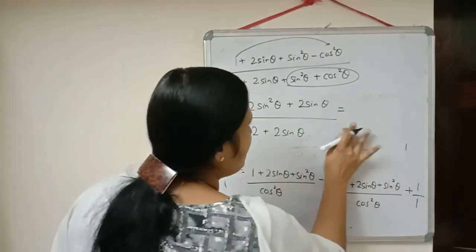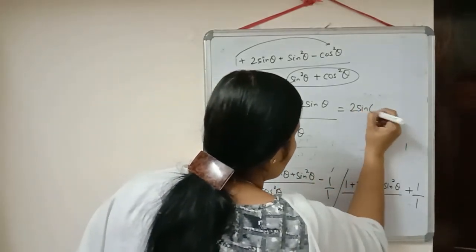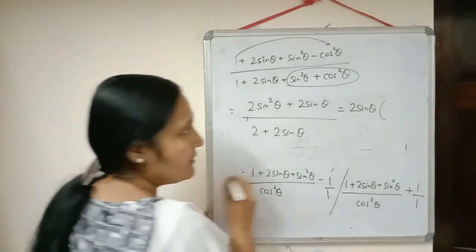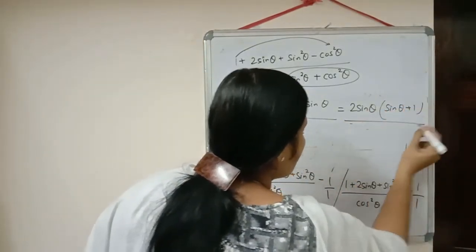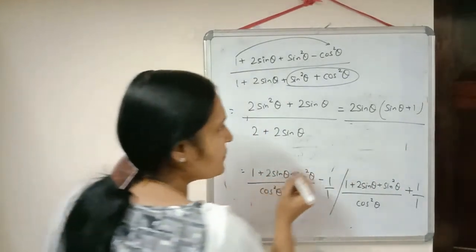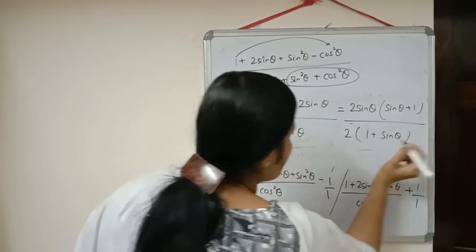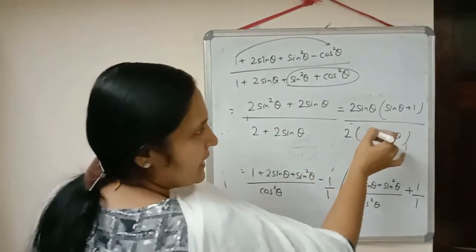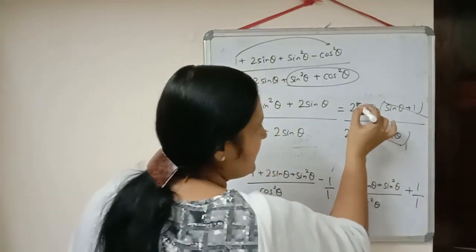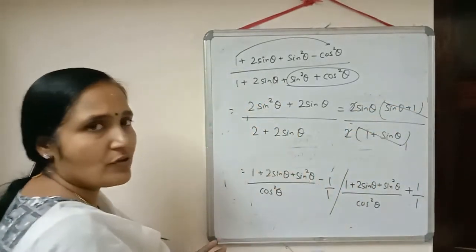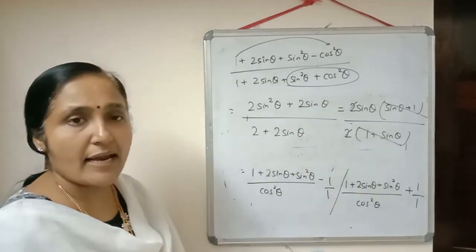Now anything common in the numerator? Yes, 2 sin theta we can take outside. Inside the bracket what will remain? Correct, sin theta plus 1. In the denominator anything common? Only 2 is common, so take it outside. Then inside the bracket 1 plus sin theta will remain. Both the expressions are the same, 1 plus sin theta only. So both will get cancelled, 2 and 2 will get cancelled. Again what you are getting in the right hand side? Yes, that is equal to the right hand side.